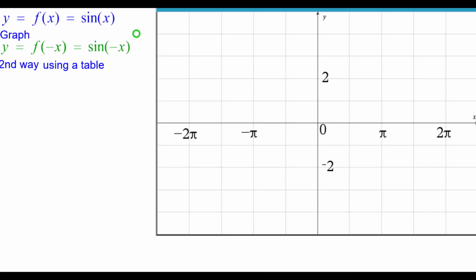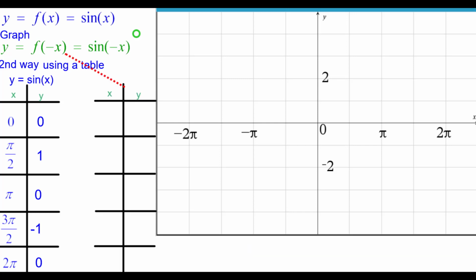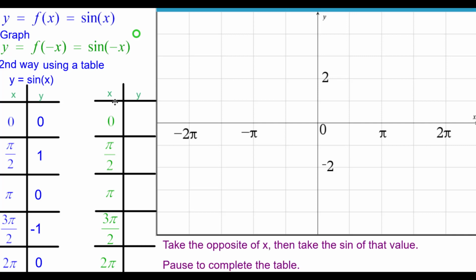The second way to show this is using a table. We'll use our axes values for the sine of x and ask you to pause to complete the table. And those are the values there. We need to create a second table for the sine of the opposite of x. We're going to keep the x values the same, but the rules are we need to take the opposite of what x is, then take its sine, and then fill those values in the table. So go ahead and pause to do that.